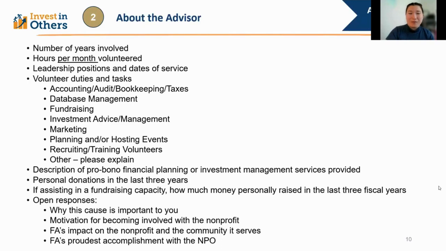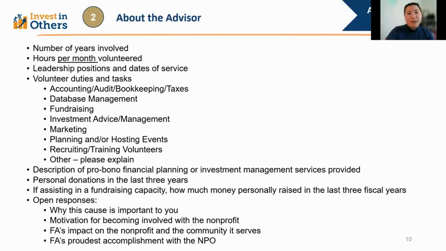And speaking to that, if you provide pro bono financial planning or investment management services, please use this opportunity to briefly describe them. We understand that depending on your firm, you may not be able to provide these services, but that is not a make or break. We're just trying to get a holistic idea of your contributions to the nonprofit, and we fully recognize that individuals may contribute in different ways. And we in fact want to see that wide variety of contributions to nonprofits.